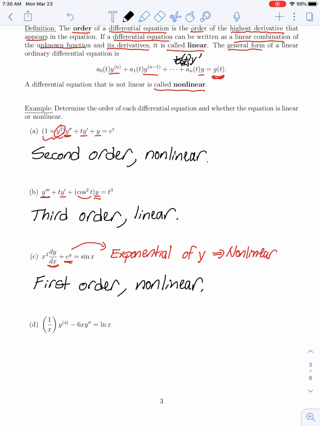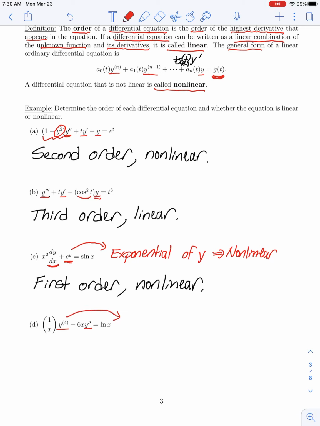Now, in our last part of this example, part D, let's start by classifying our order. So we see that we have a y double prime, and then there's this y with a superscript of 4, but in parentheses.